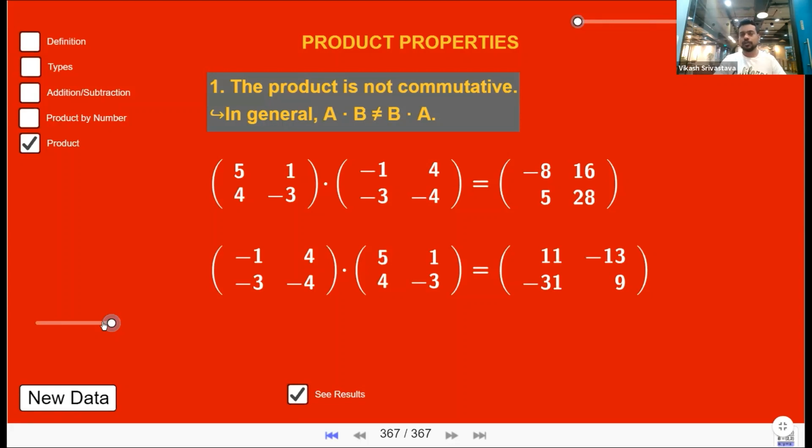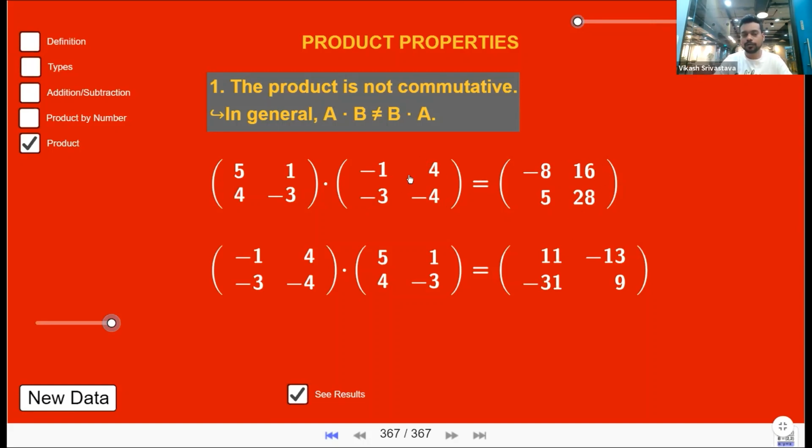multiplication of matrices. The first important property is that the product is not commutative. What is the meaning of commutativity? When we say a dot b, or when we multiply two matrices, a multiplied by another matrix, this is not equal, in general, to b dot a. Let's consider this example. I have this matrix on the left hand side and this matrix on the right hand side. Of course, these two matrices are multipliable because this is 2 cross 2 and this is also 2 cross 2, and we get this particular final resultant matrix.